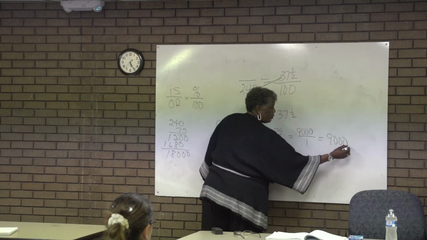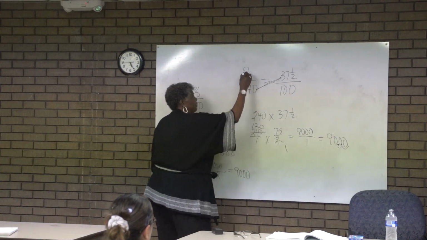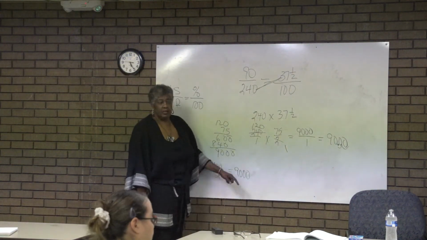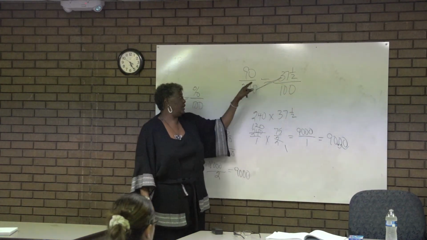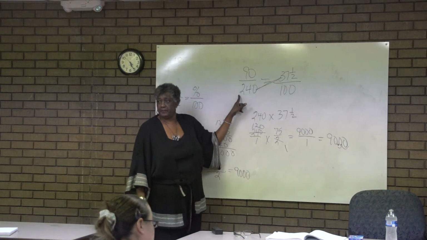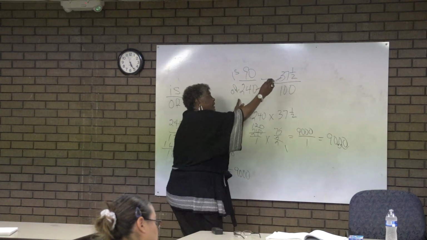And Robert, what'd you say how we do that? Move the decimal over twice to the left. And that's your answer. So 90 is 37.5% of 240. So this is your is, this is your of, and that's your percent.